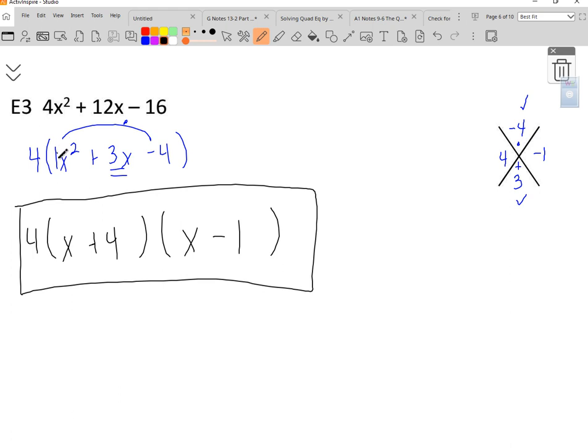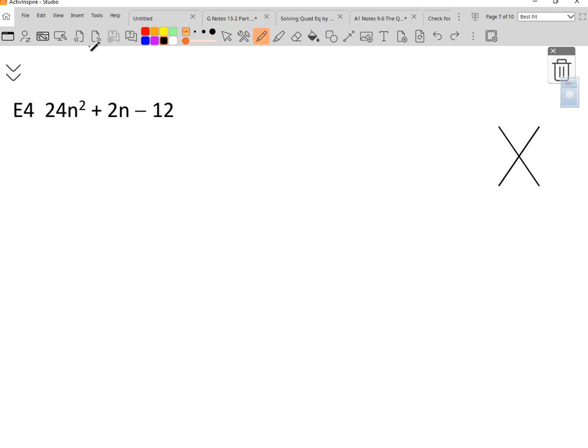Yes. So once we factored it, this was x squared, which means that coefficient is 1, right? Positive 1 times negative 4 is negative 4. Any questions? Right. Is there a greatest common factor here? All right, let's go ahead and pull it out.